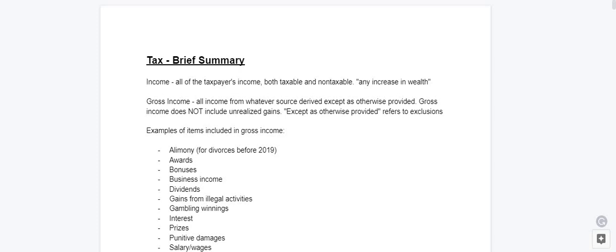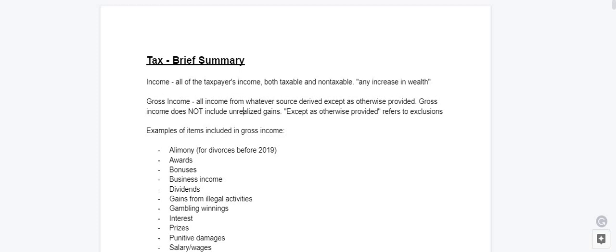So we started off with explaining what income is. The definition of income that we have here is all of the taxpayer's income, both taxable and non-taxable, and it can be defined as any increase in wealth. We also have gross income, which is all income from whatever source derived except as otherwise provided. And we said that unrealized gains do not count.